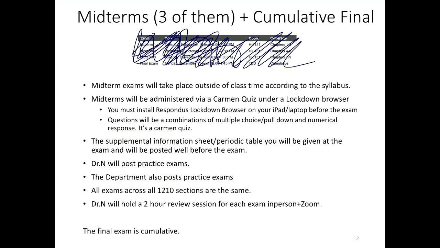So all 1210 students take the same exact exams, the same exact finals. All of us instructors, we get together and we build the exams and we administer them to all of you. So we call them common exams. Since there are 3,000 of you, we are limited by how fast we can grade, how fast we can get grades back to you. So our chemistry exams are administered via Carmen quizzes, right?